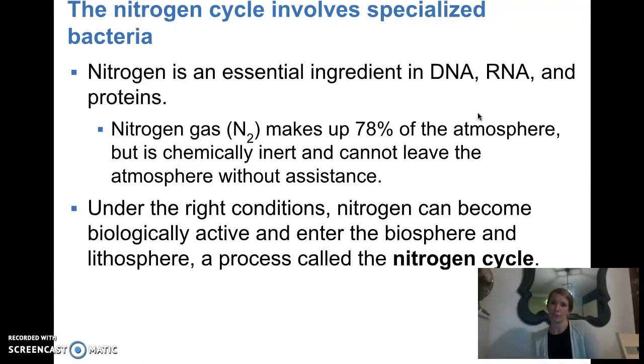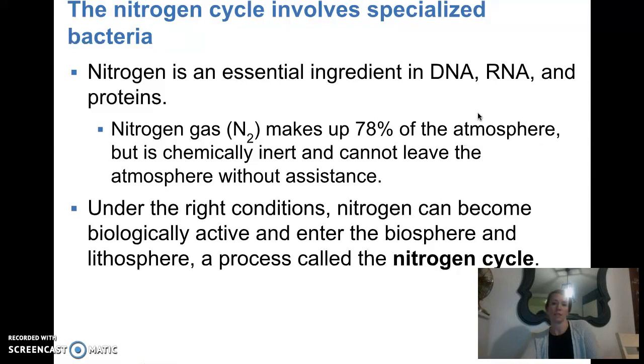Nitrogen gas, N2, is the most prevalent gas in the atmosphere, but we can't do anything with it. It's chemically inert, back to your chemistry days, meaning that it's non-reactive. There's no way to get it to react with anything. And so it's not leaving the atmosphere without assistance. So you breathe in nitrogen and breathe it back out exactly the same way it came in. Your body can't process it.